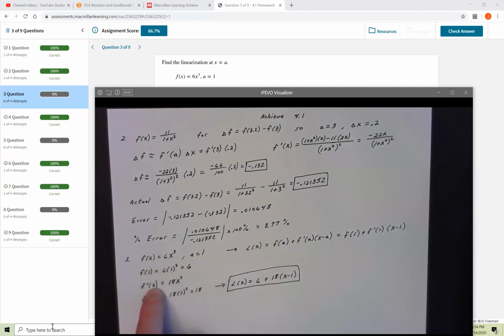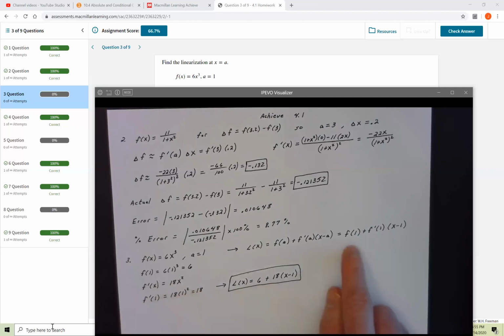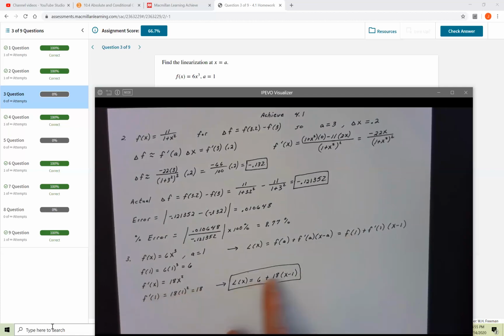You take your derivative, and you say, well, that's just going to be 18x squared. Evaluate your derivative at 1. It's going to be 18 times 1 squared, which is 18. Thus, our linearization function should be f of 1, 6, plus the derivative evaluated at 1, 18, times x minus 1. This should be the answer.